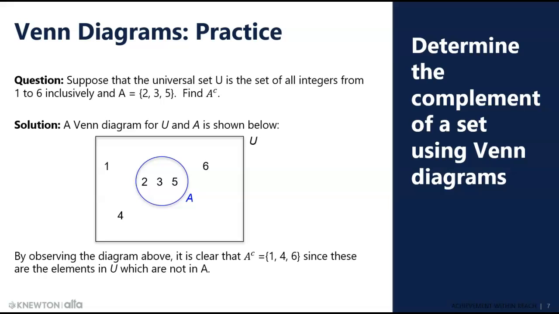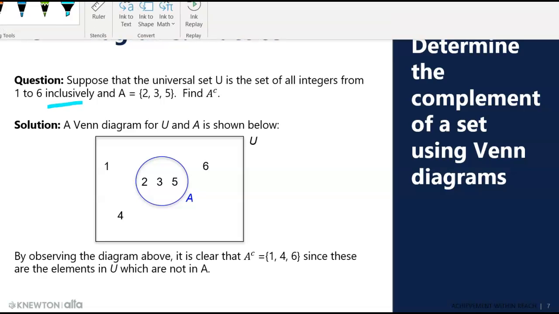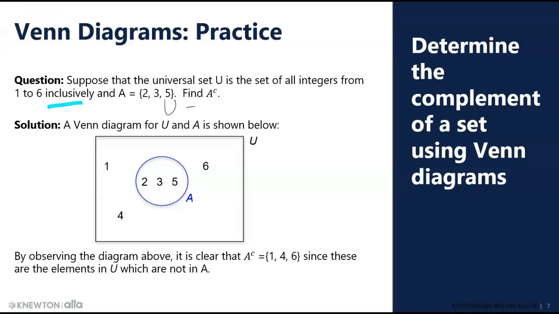So for this example, the universal set is all integers from 1 through 6 inclusively. That means it includes the endpoints. So the universal set for this one would be 1, 2, 3, 4, 5, 6. And then I need to put my braces at the end. So that would be the universal set, 1 through 6 integers inclusively. A is 2, 3, and 5. So if I want A complement, I cross off the 2, I cross off the 3, I cross off the 5.